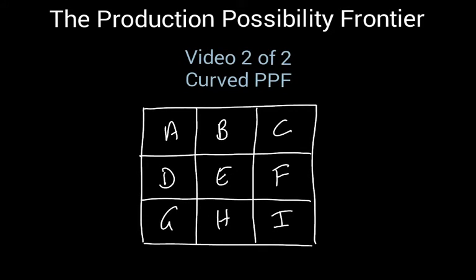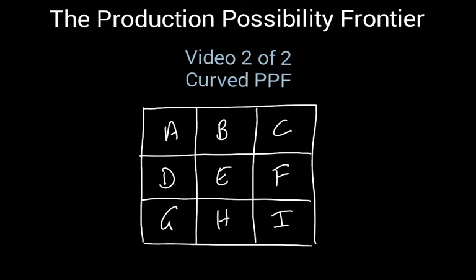This is the second video on the production possibility frontier, also called the production possibility curve. The previous video introduced the concept, and you remember we considered an example of a farm that has 9 fields, which you can see here. Each of these fields we gave a label, so field A, field B, field C, and so on, and we were looking at what happened when the farmer was deciding whether to use each field for grazing cows or for growing wheat.